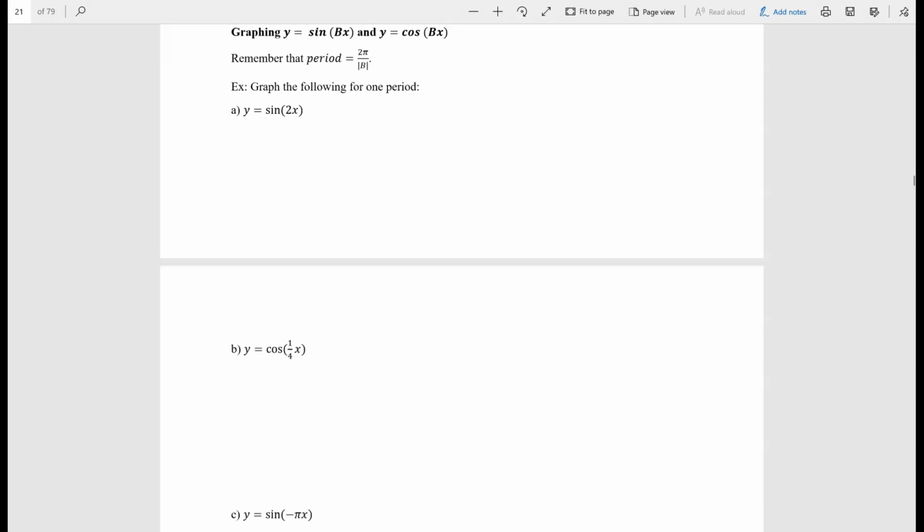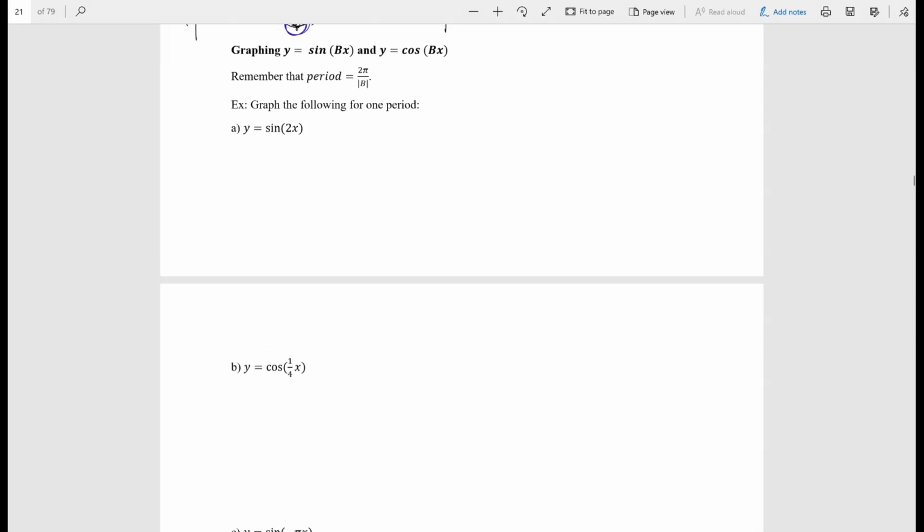In the previous video, we talked about what happens when a sine function and a cosine function have a number on the outside. And then you saw that when we have a number on the outside, that affects the amplitude. Now, what happens if you have a number on the inside? So just like what we have here, if you have sine of bx and cosine of bx.